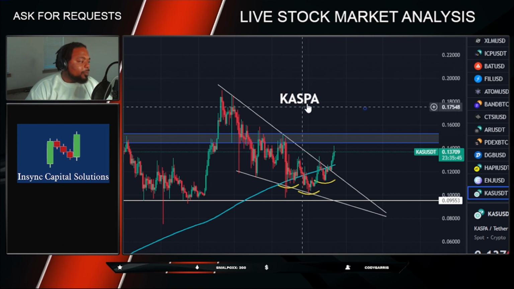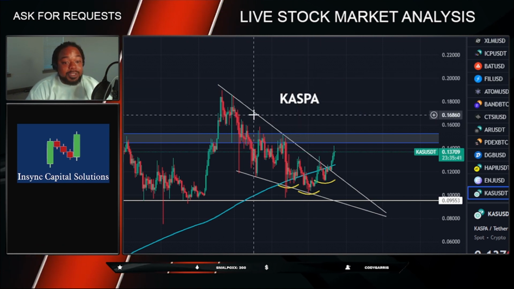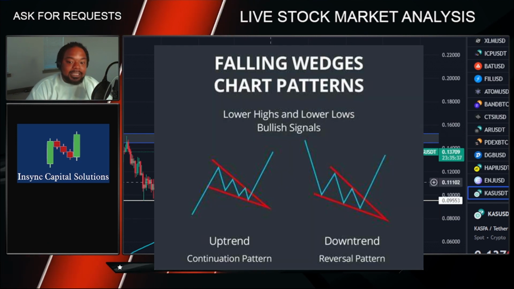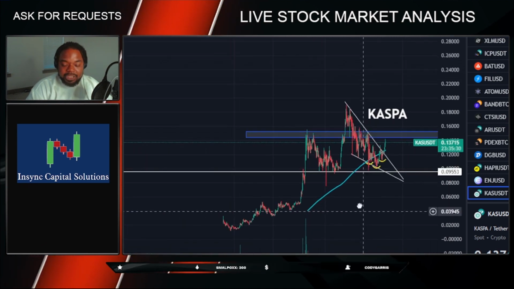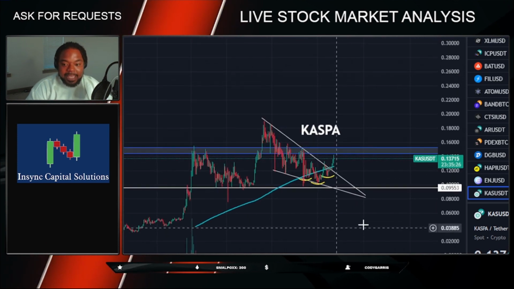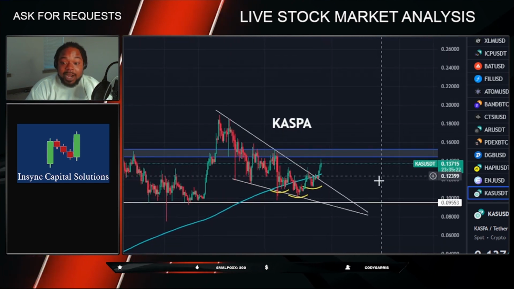The first one I got pulled up is Casper. Andre, when you first gave me Casper, the first thing I noticed when I looked at this chart was this beautiful falling wedge. A falling wedge is a bullish continuation pattern that just simply means that the trend shall continue, and you can see this gorgeous uptrend. So the falling wedge signaled that this could be a continuation in price going up.